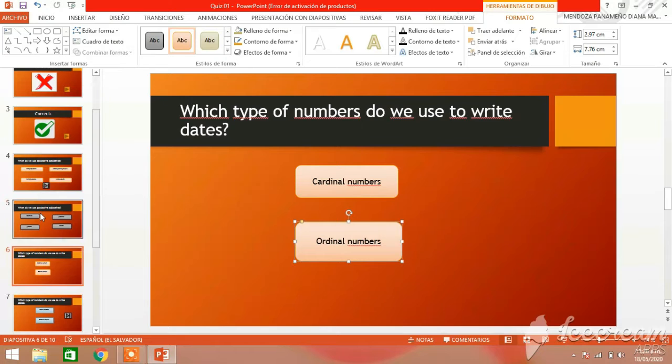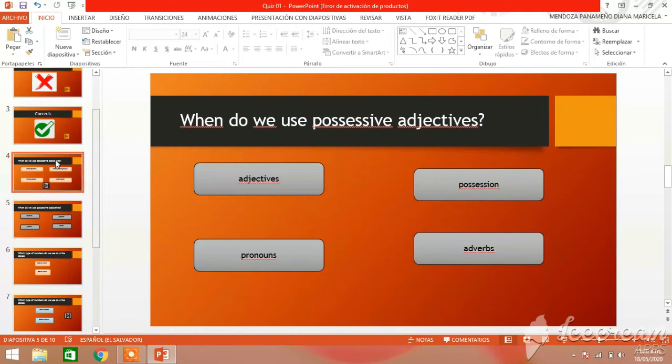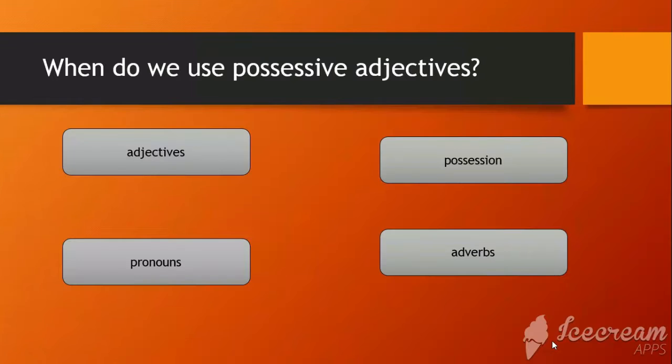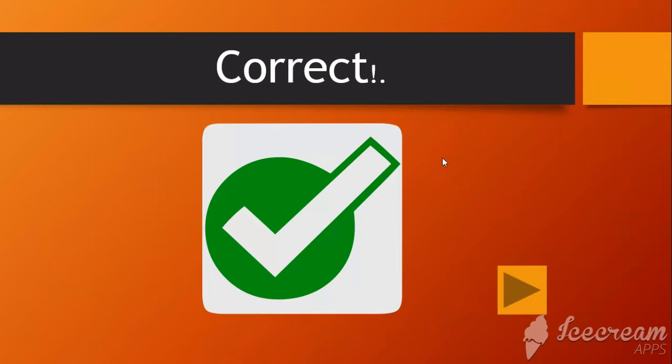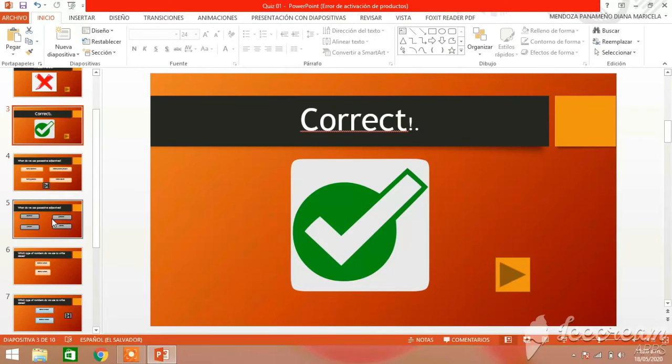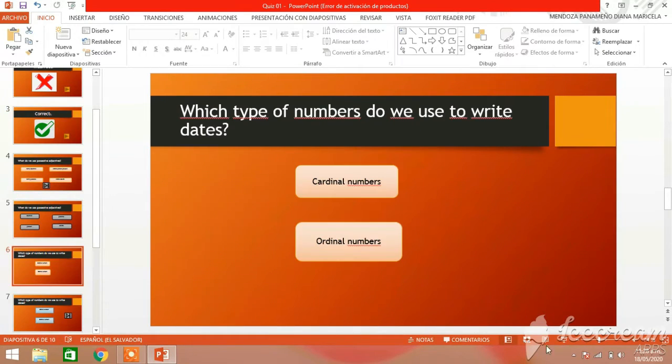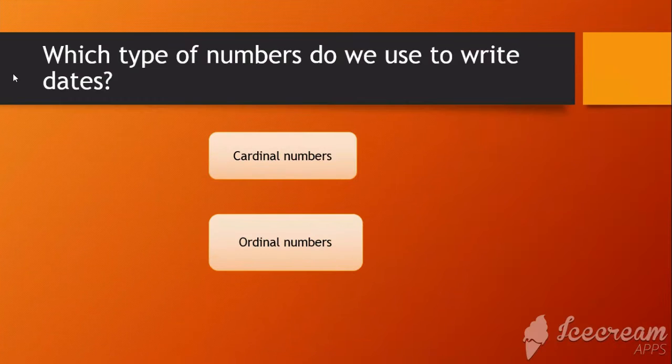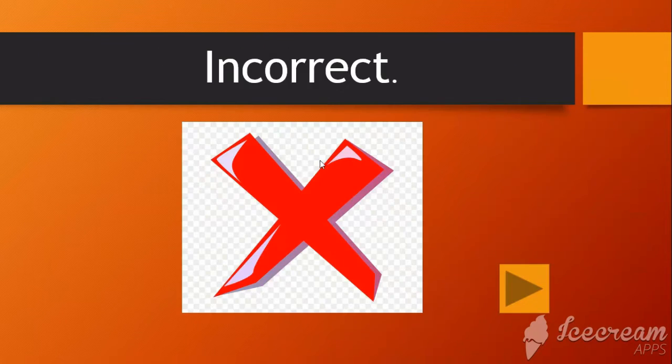So, what will happen? What will happen if I click here and then I click here? When do we use possessive adjectives? Possession. Correct. The next one. Which type of numbers do we use to grade dates? Let's see this one. We already know that this is the incorrect answer. Let's see what happened. Incorrect.